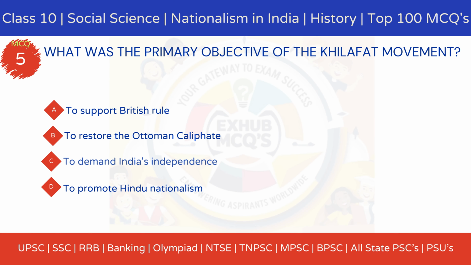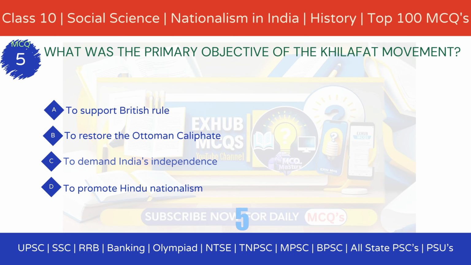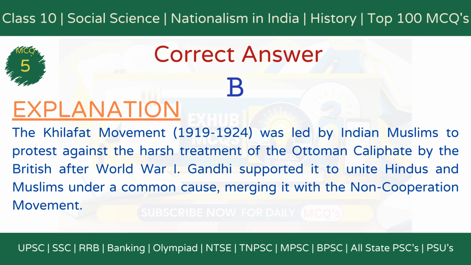MCQ 5: What was the primary objective of the Khilafat movement? Option A, to support British rule. Option B, to restore the Ottoman Caliphate. Option C, to demand India's independence. Option D, to promote Hindu nationalism. The correct answer is option B, to restore the Ottoman Caliphate.